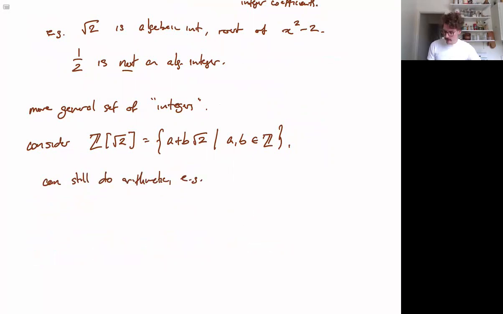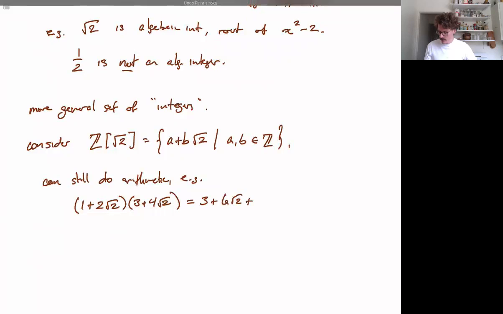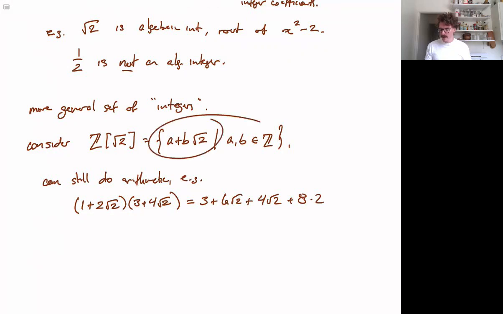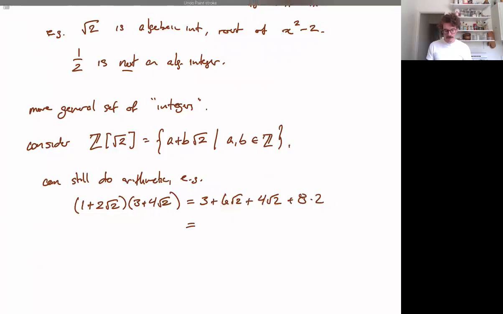For example, what do elements of this set look like? They look like things like 1 plus 2 root 2, or 3 plus 4 root 2. And we still can add and multiply these things perfectly well. So if we want to multiply these, we should just FOIL it out. This is 3 plus 6 root 2 plus 4 root 2 plus 8 times root 2 times root 2, which is 8 times 2. And then we can just collect things back to put it back in this form, which just means combining these two terms and combining these two terms. And we just get, I think, 19 plus 10 root 2.